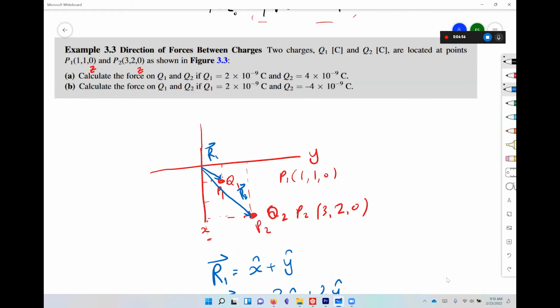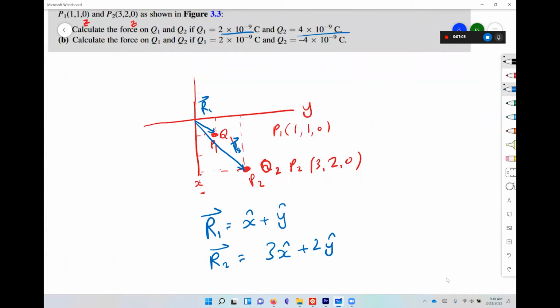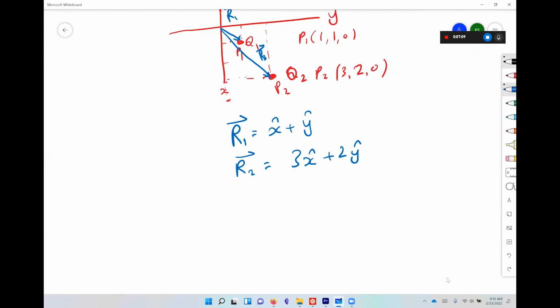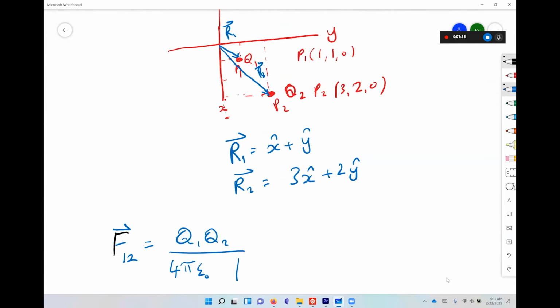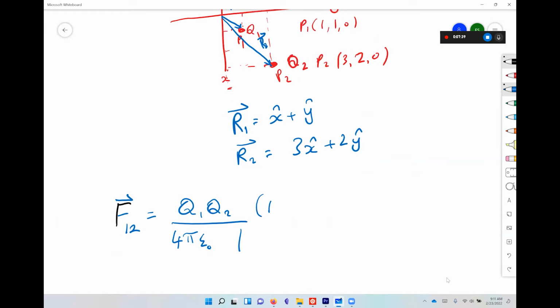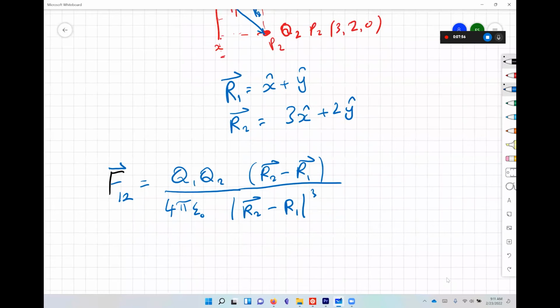Calculate the force on Q1 and Q2, if Q1 is this and Q2 is this. Well, so we want to calculate both. So we want to calculate two forces. We want to calculate the force of one acting on two, which is Q1, Q2 over 4 pi epsilon naught. The distance between those, well, let me write it down. This is from 1 to 2, right? From 1 to 2 means I have to invert R1, so this is going to be R2 minus R1. To get from the tail to the head, I need to invert R1. So R1 is going to end up with the minus sign, divided by magnitude R2 minus R1 cubed. I'm going to use this form of Coulomb's law.